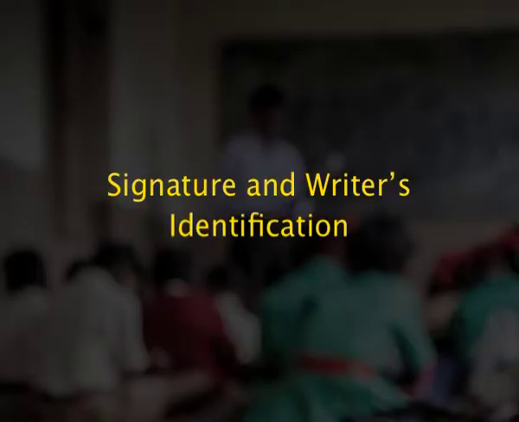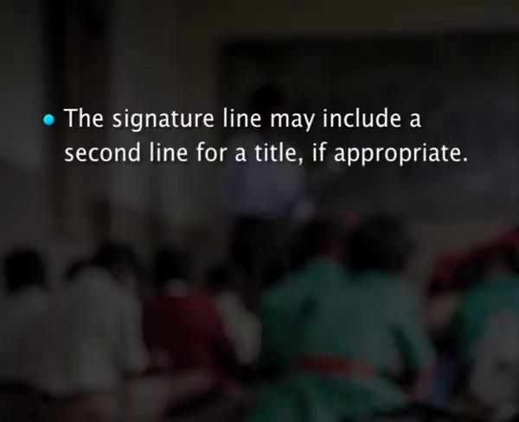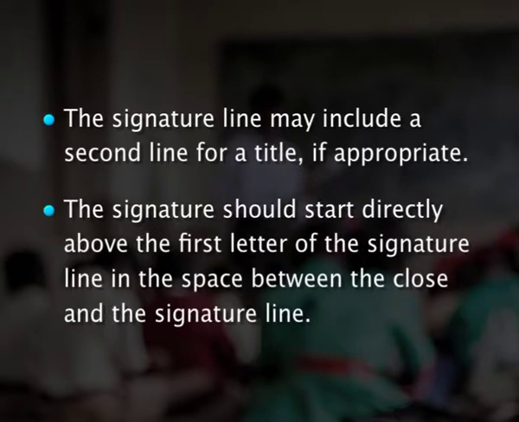Then coming to the next part of the business letter, the signature and writer's identification. The signature is the last part of the letter. You should sign your first and last names. The signature line may include a second line for a title if appropriate. The signature should start directly above the first letter of the signature line in the space between the close and the signature line.